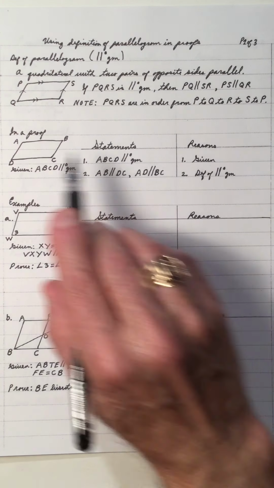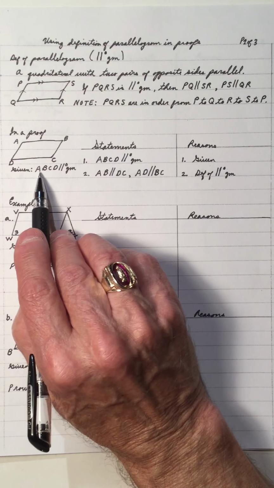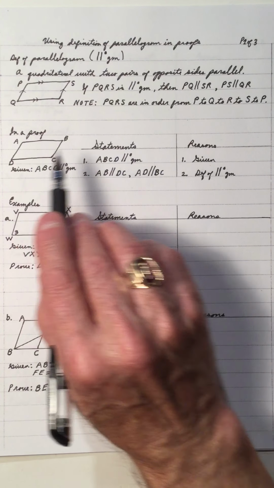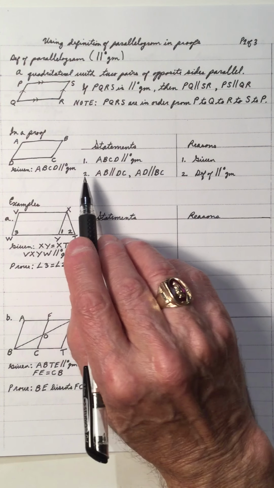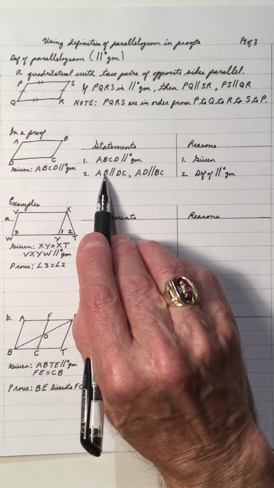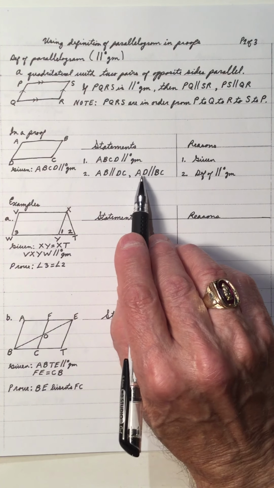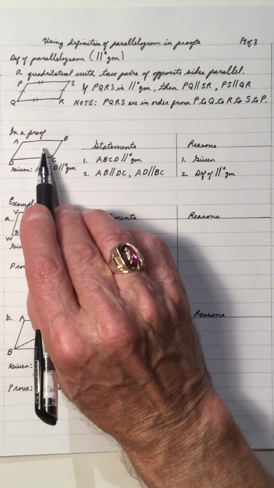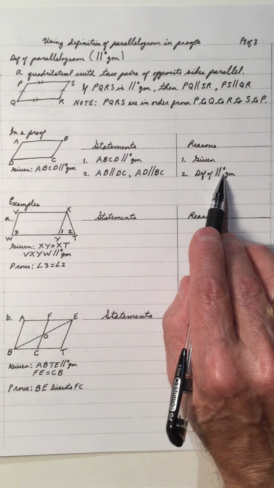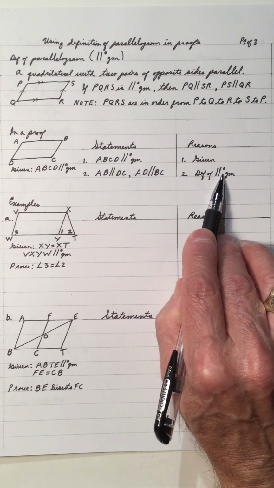So, in proofs, if we're given that A, B, C, D is a parallelogram, then the first statement is ABCD is a parallelogram, given. The second step is that AB is parallel to DC, and AD is parallel to BC. And that's the definition of a parallelogram, because a parallelogram has opposite sides parallel.